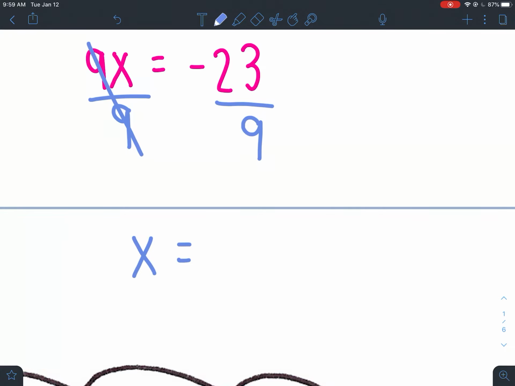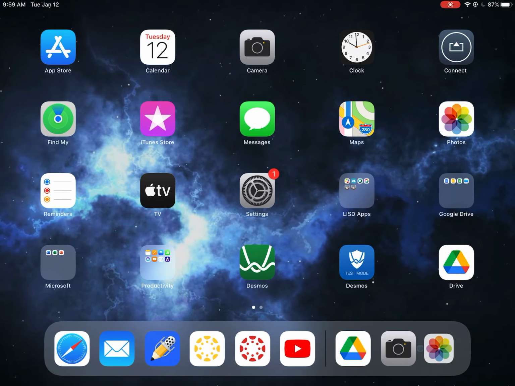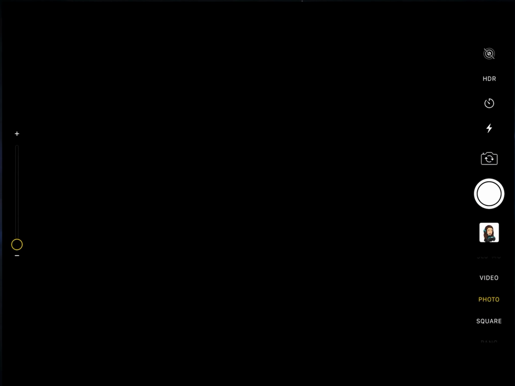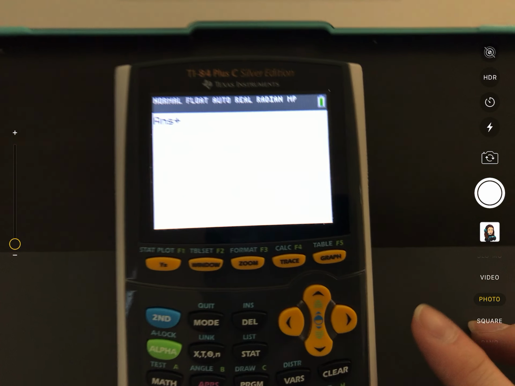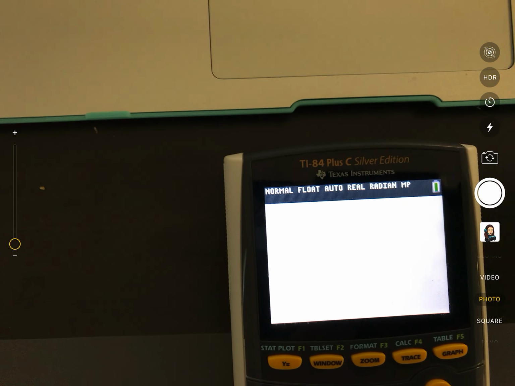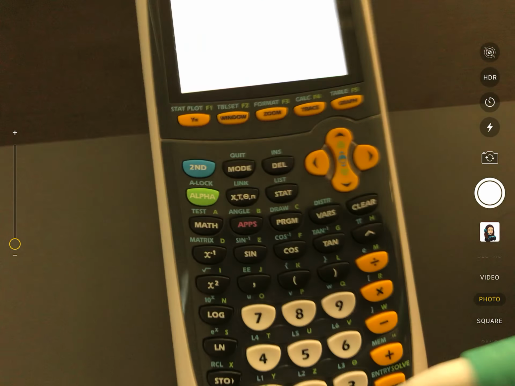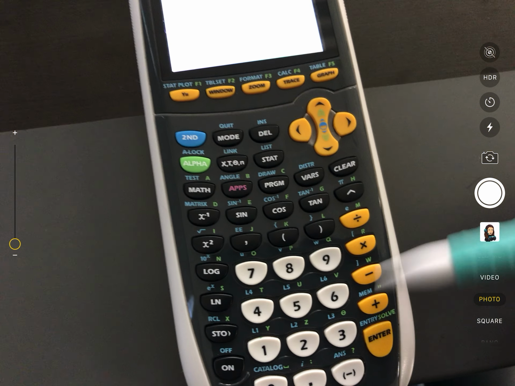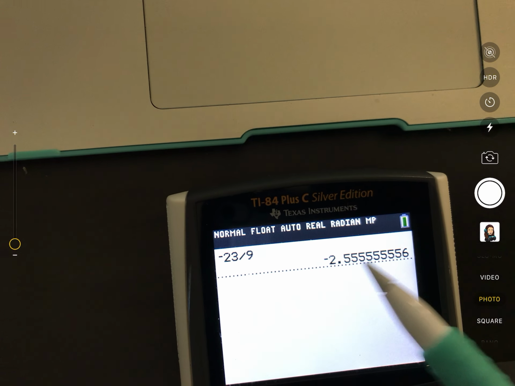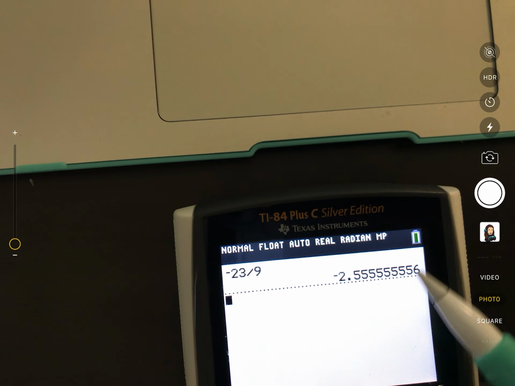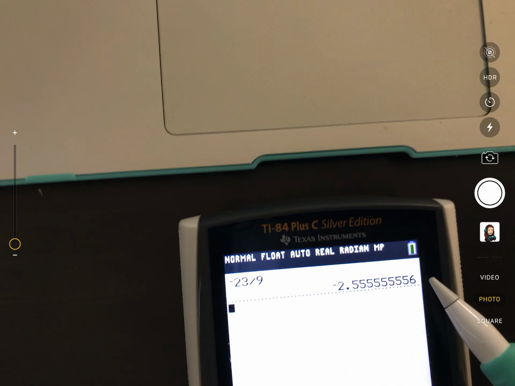by 9. Let's see if we can try to simplify that in the calculator. So I'll show you my calculator screen here. So here's my calculator. I'm going to hit clear and everything. So I'm just typing negative 23. Now remember that the negative button is right here. It's different from the minus button. So we have negative 23 divided by 9. Now that gives us negative 2.5 repeating. That 6 is from rounding, so it's actually still 2.5 repeating.